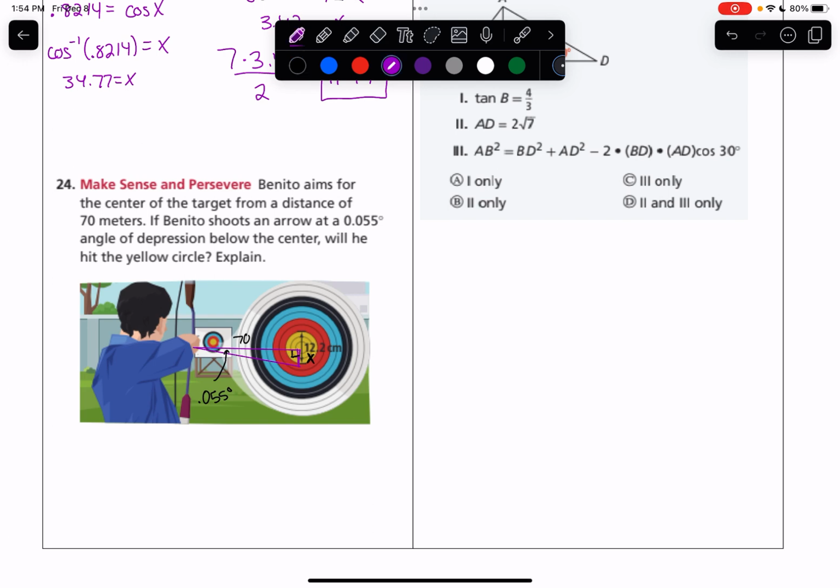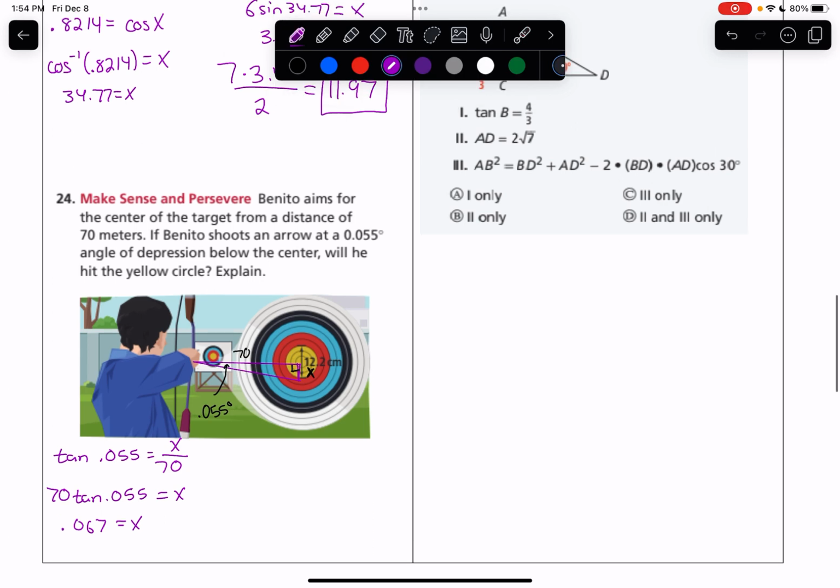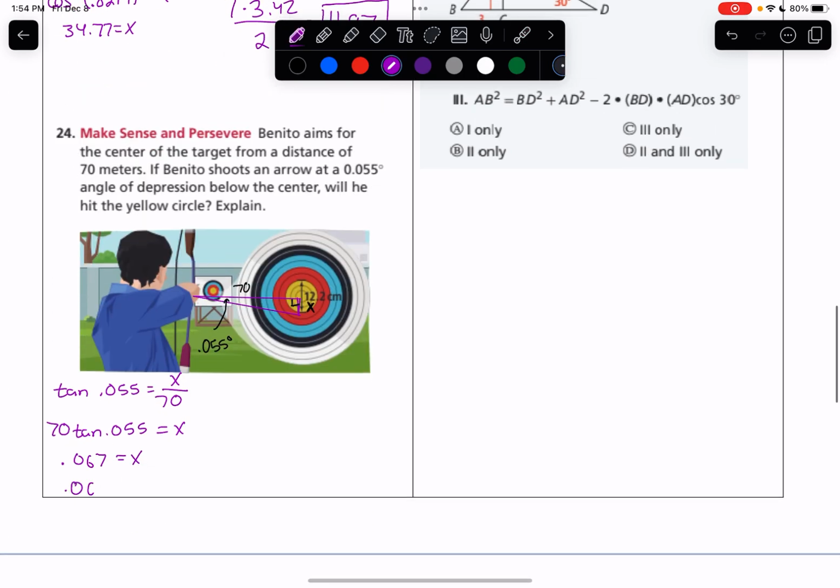So then I'm going to use tangent. The tangent of 0.055 is equal to opposite x over adjacent 70. Multiply both sides by 70, so 70 tangent of 0.055 is equal to x. Run that through a calculator. 0.067 equals x. And since we did our work at 70 meters away, our answer is also going to be in meters. 0.067 meters. We move the decimal point 2 places to the right to find it in centimeters, so that's 6.7 centimeters.